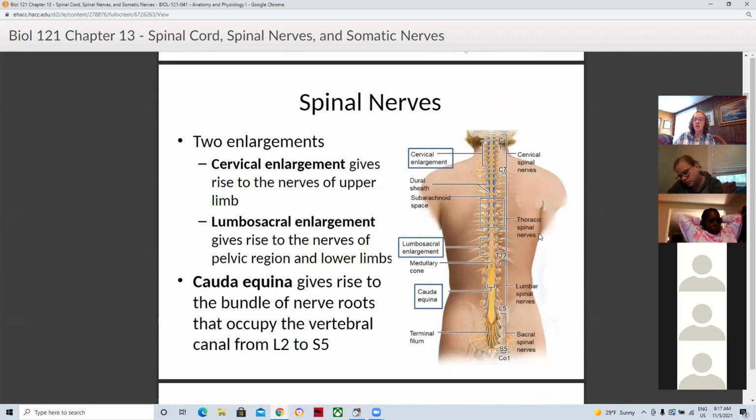There's two enlargements. There's a cervical enlargement, which is going to give rise to the nerves of the upper limb. This will be the brachial plexus, is what it's also called. The lumbosacral enlargement is going to give rise to nerves of the pelvic region and lower limbs.